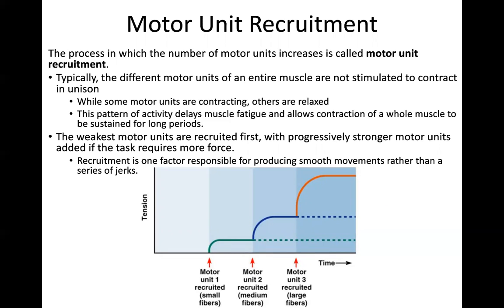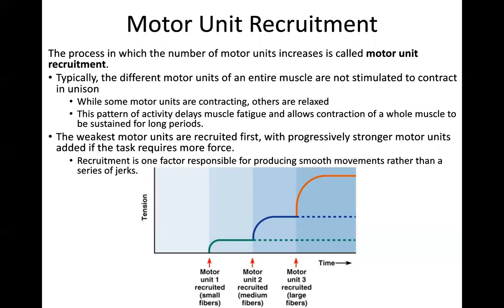Okay, so we don't have to recruit every single muscle fiber when we do simple, easy tasks. But when we progressively need to produce more force, we can recruit more and more motor units. And that's what motor unit recruitment is. Its name is 100% straightforward. The process in which the number of active motor units increases is called motor unit recruitment. Typically, different motor units of an entire muscle are not stimulated to contract in unison. In other words, while some motor units are contracting, others are relaxed. This pattern of activity helps delay fatigue in our muscles, allowing contraction of a whole muscle to be sustained for longer periods of time.